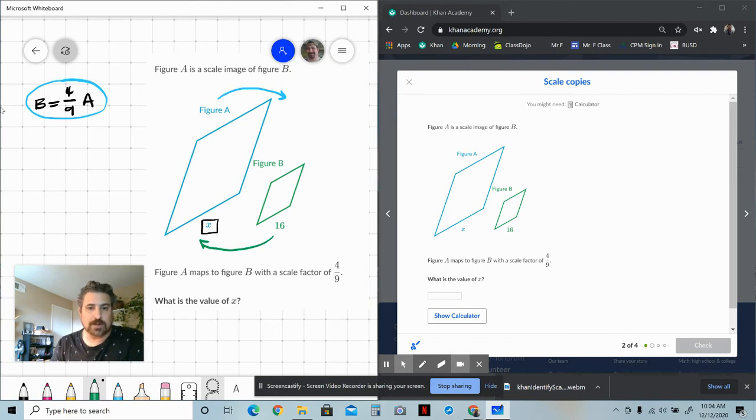And in the scale factor, instead of being output over input being 4/9, the output over input is going to be the reciprocal of that. So you just flip the reciprocal, and now it's 9/4. And then you have it set up correctly.